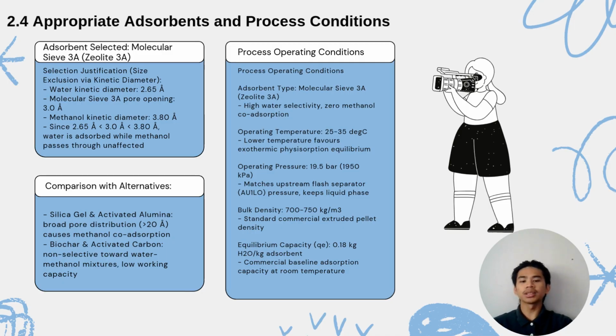For operating conditions, we maintain the temperature at 25 to 35 degrees C to favor exothermic physisorption and maximize water uptake. The system pressure is set at 19.5 bar to match the upstream flash separator, preventing pressure drops and keeping the stream in the liquid phase. Using a bulk density of 700 to 750 kg per cubic meter, we established a design equilibrium capacity of 0.18 kg of water per kilogram of adsorbent.